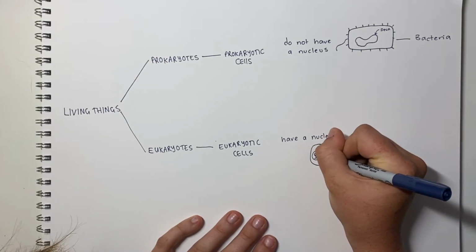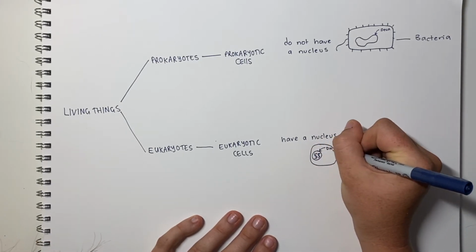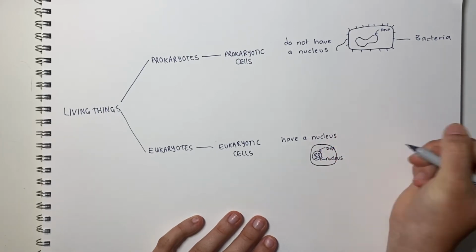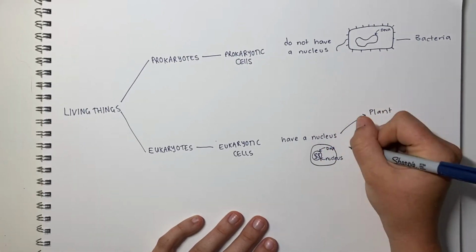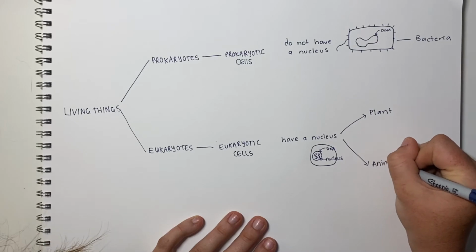Eukaryotes are made up of eukaryotic cells. Their most defining feature is that they have the nucleus to store that DNA. Plant cells and animal cells are examples of eukaryotic cells.